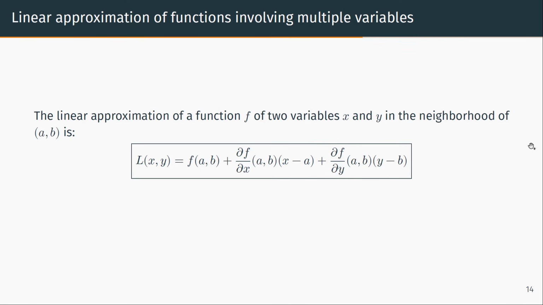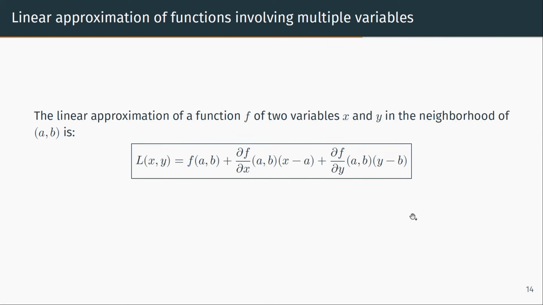This is just a generalization of that equation that we used earlier. Now here the function f contains two variables x and y. So we need to find the linear approximation of the function in the vicinity of the point a comma b, which is equal to f of a comma b plus dou f by dou x of a comma b multiplied by x minus a plus dou f by dou y of a comma b multiplied by y minus b.